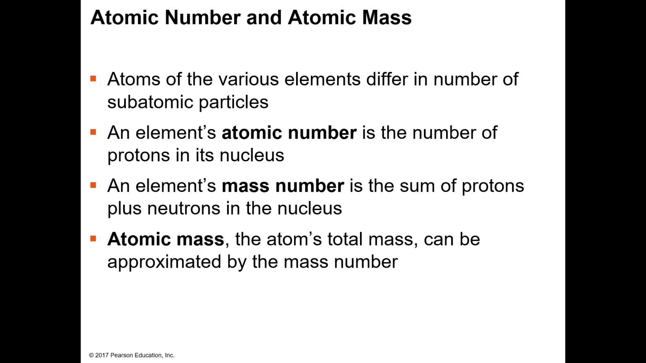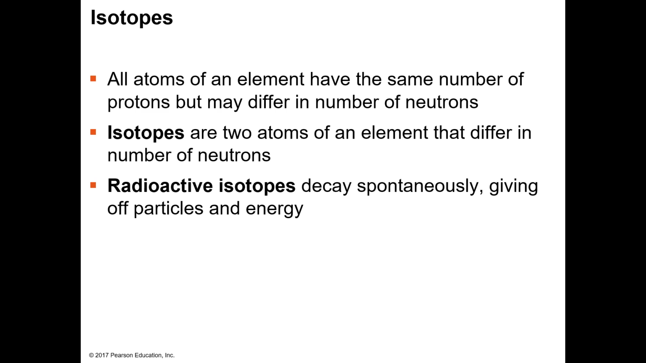An element's mass number is the protons plus the neutrons in the nucleus. So if you have 2 protons and 2 neutrons, that would have a mass number of 4. Atomic mass is the atom's total mass. That can be approximated by the mass number. All atoms, so when we talk about isotopes, for instance, all atoms of an element have the same number of protons, but can differ in the number of neutrons.